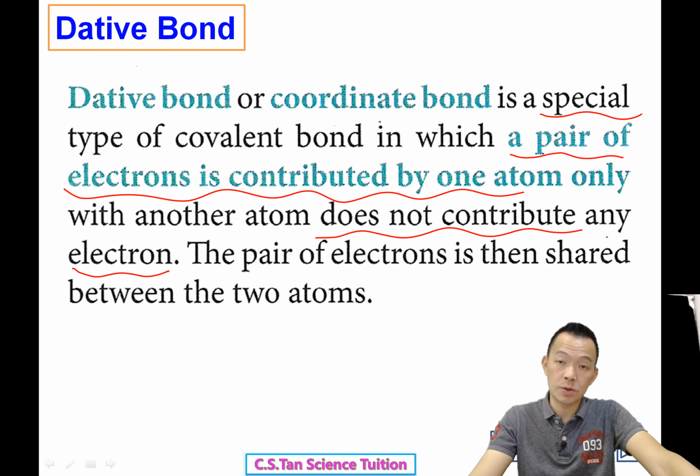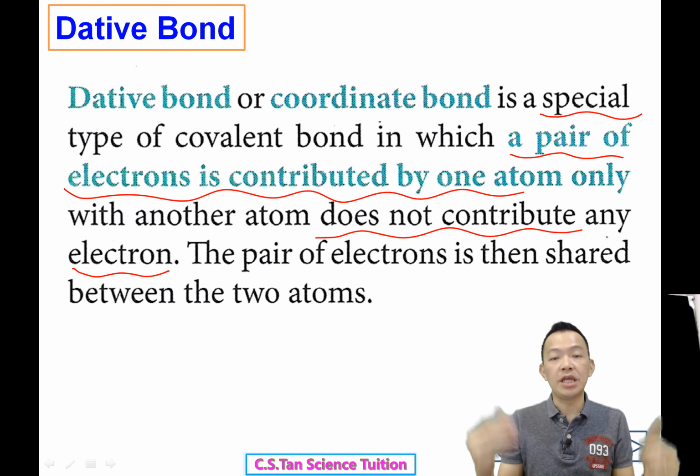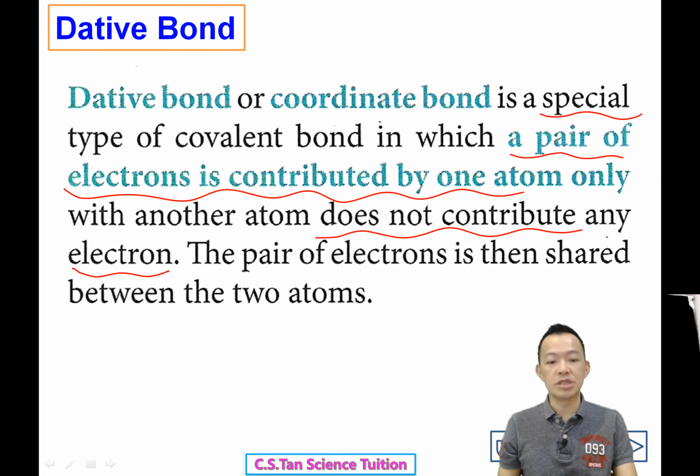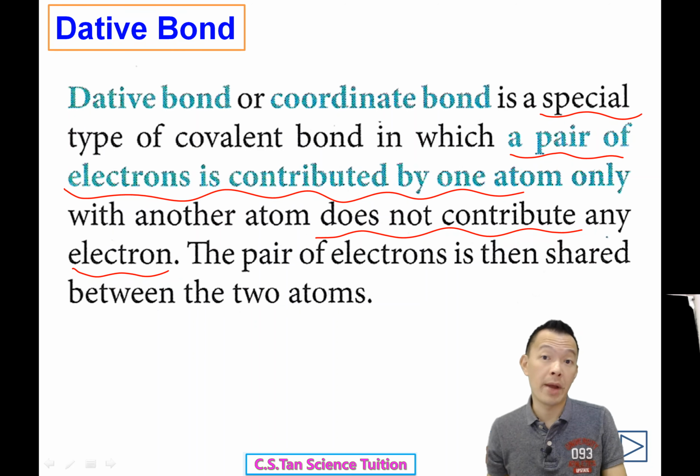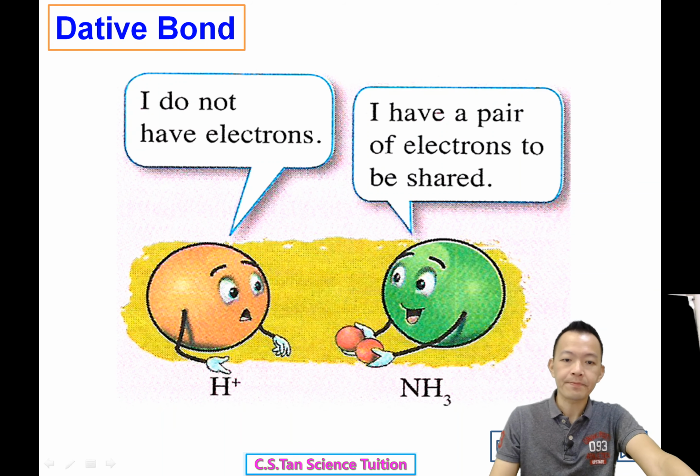然后这两个人 share. 这样子的东西有吗? They say, hey, we share. But I give you all the thing. 我全部东西拿出来, 你什么东西都没有出. 这种叫 share吗? Okay? So this is what we call dative bond. But any example, we look at example.